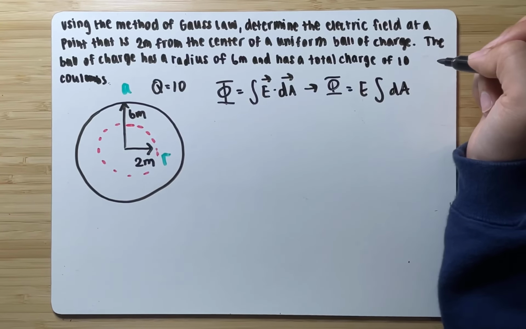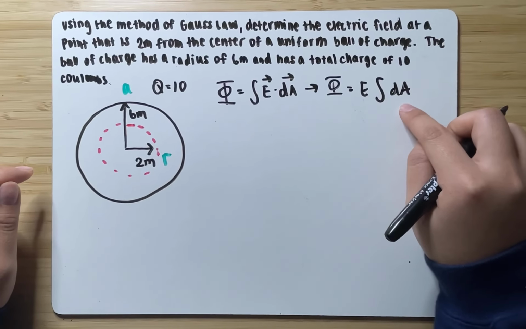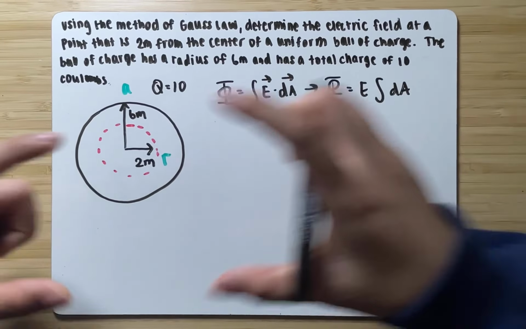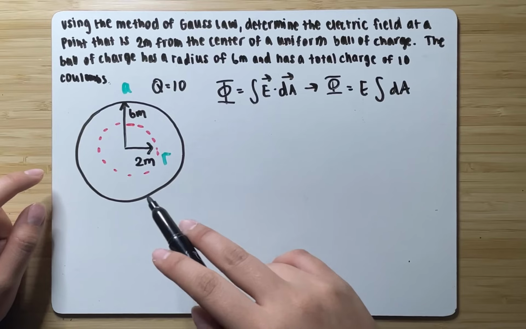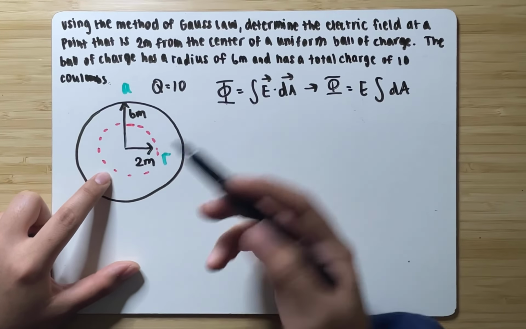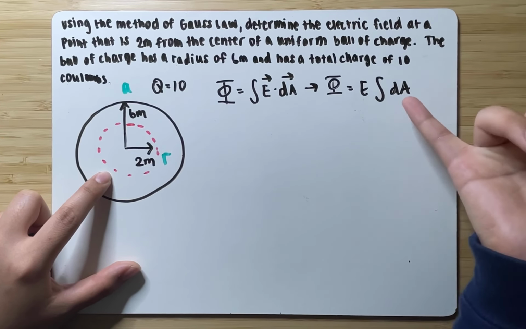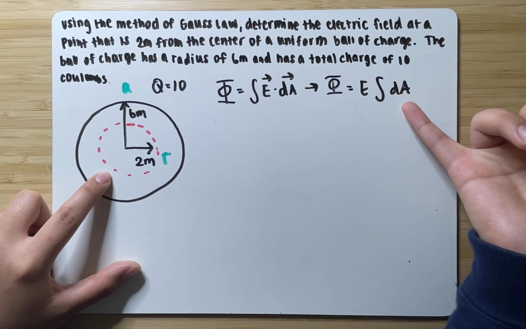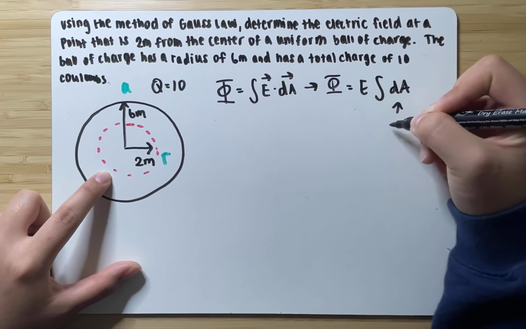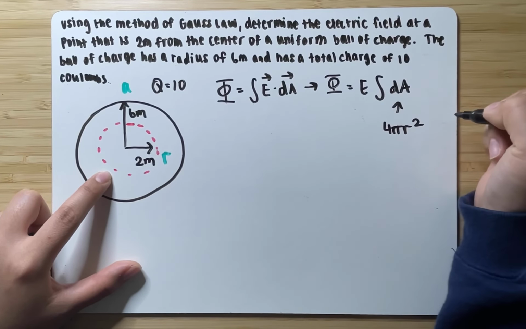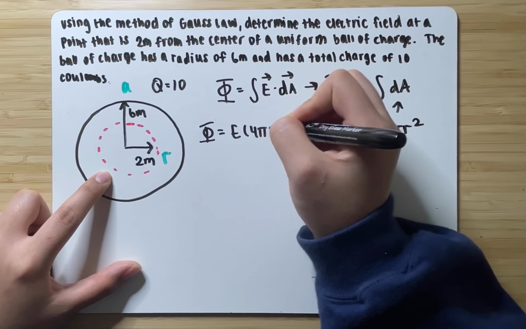And in calculus, you know that the integral is going to be the area under the curve. So this is going to be the area within the Gaussian shape. Okay. And now, what do we know? We know that our Gaussian shape is a sphere, and we already know that the area of a sphere is 4 pi r squared. So we can rewrite flux is equal to E times 4 pi r squared.